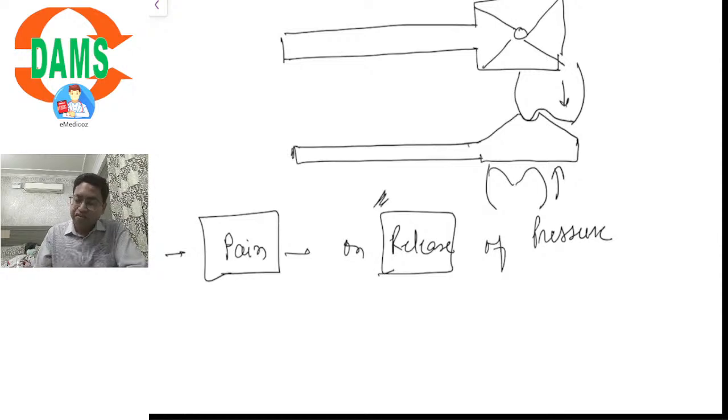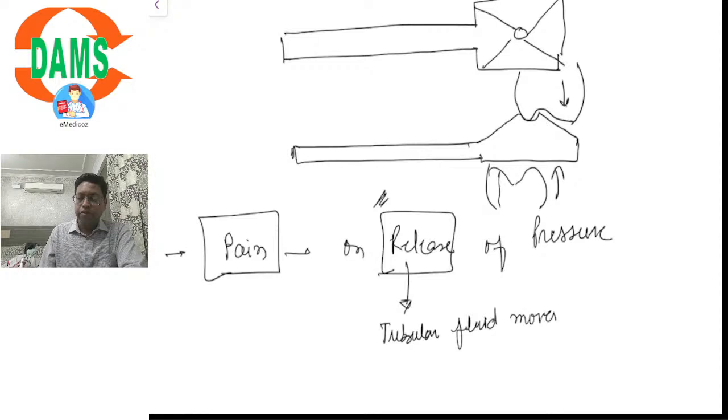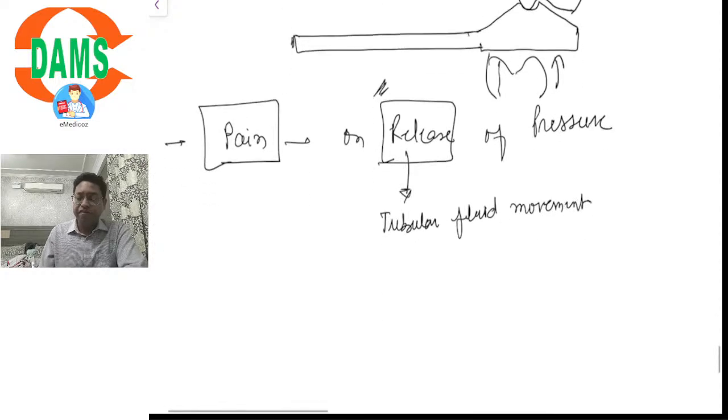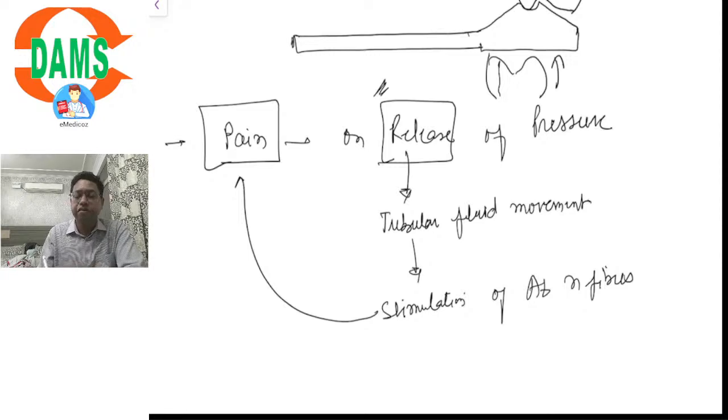What happens if there is a small undiagnosed crack in the tooth? Whenever the patient releases the pressure, there is microscopic movement of the crack segments that causes dentinal tubular fluid movement and causes stimulation of A delta nerve fibers. So on release of pressure, there is tubular fluid movement in the region of the fractured segment. This causes stimulation of, again, A delta nerve fibers, which are the sensory nerve fibers, and it causes pain to the patient.